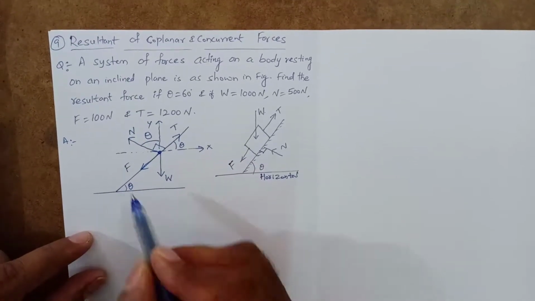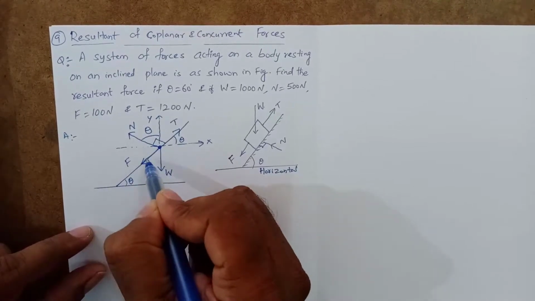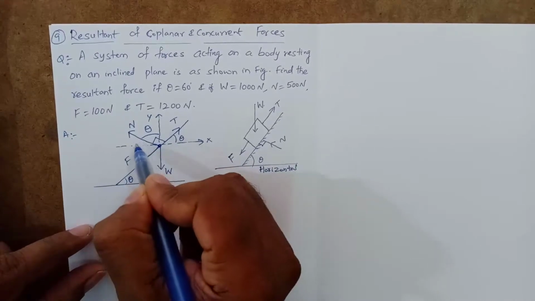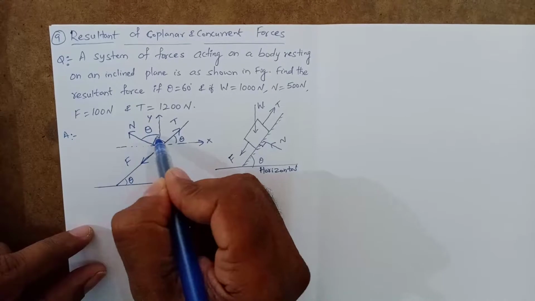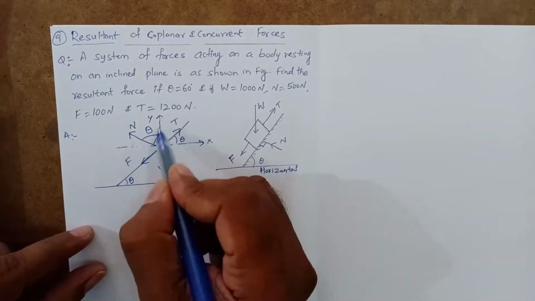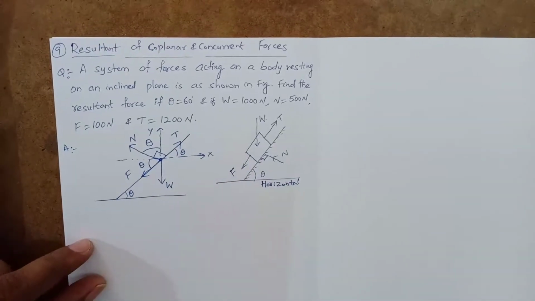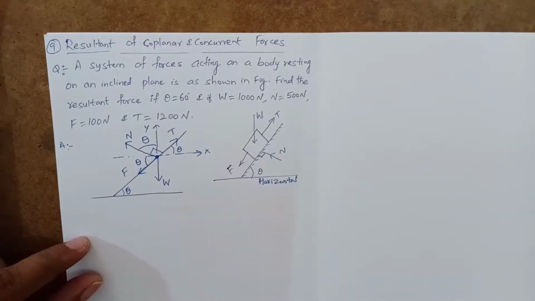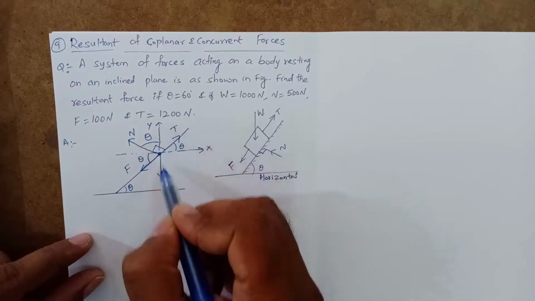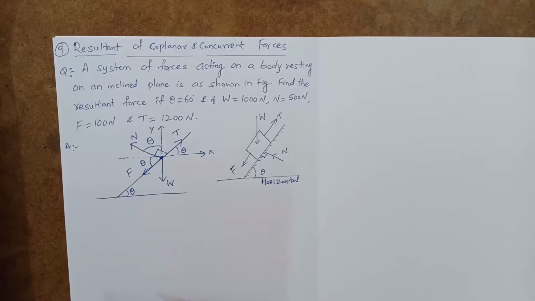From geometry, I repeat, this angle is theta, so this angle also theta, this total angle is 90, this is theta, so it will become 90 minus theta, this angle, and this angle is 90, so this angle is 90 minus theta, it will become theta. So we know the angle made by N with the y-axis, and this angle here is theta. W is already acting along the y direction, so no need to resolve W. So now let us resolve these forces along x and y axis.